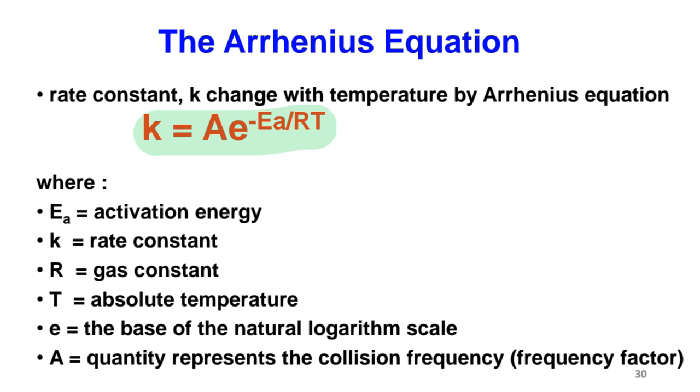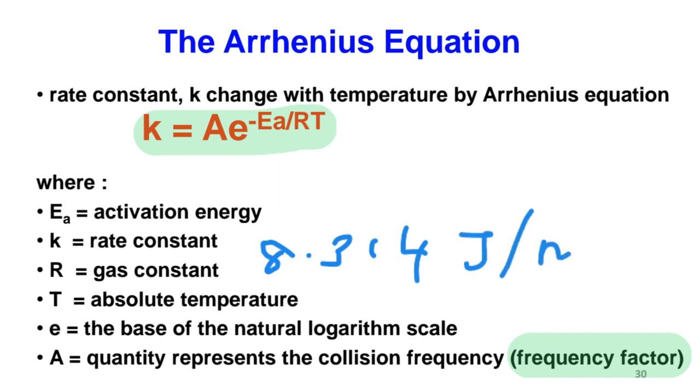A is the frequency factor that is determined experimentally as it varies with different reactions. Ea is the activation energy, which is the energy that the reactants must acquire before reaching the transition state. R is the gas constant and its value is 8.314 joule per mole Kelvin. T is the absolute temperature at which the reaction takes place, in units of Kelvin.